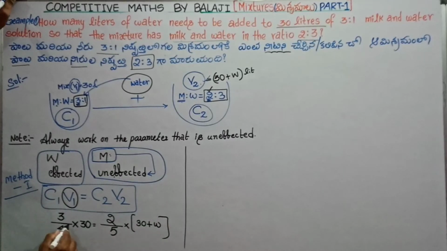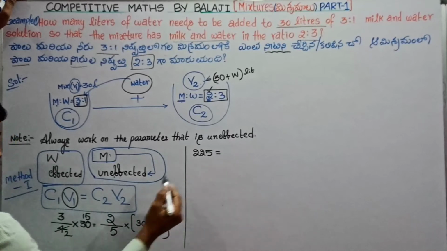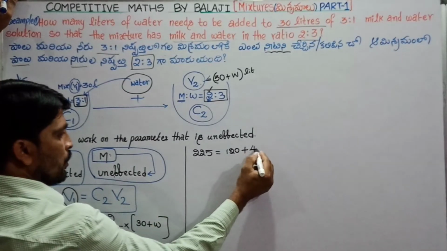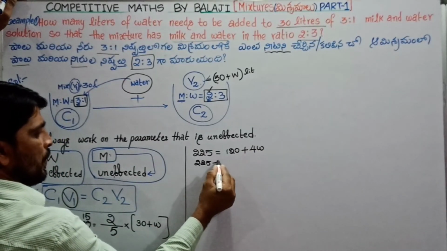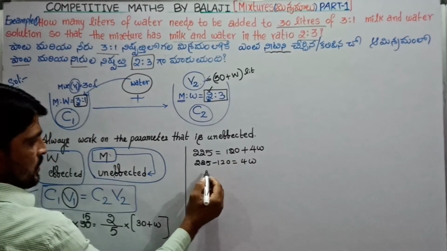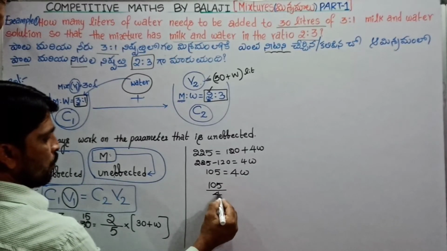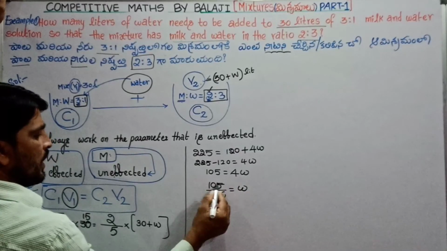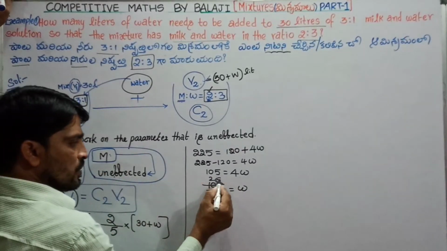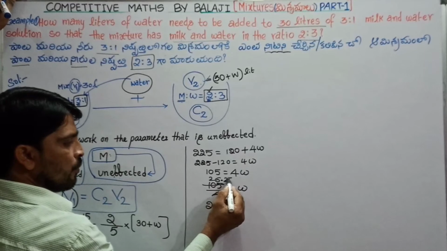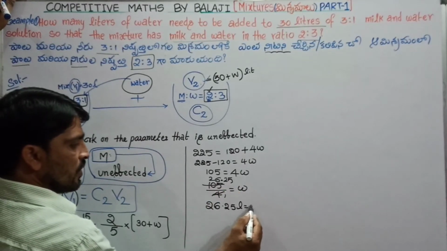See this? 2 15s are 30, 5 15s are 75, 75 3s are 225, which is equal to 2 2s are 4, 4 into 30 is 120 plus 4 into W, 4W. 225 minus 120 equals 4W. Subtraction is 105, which is equal to 4W. 105 by 4 equals W. That is 4 2s are 8, 2 remainder 25, 4 6s are 24, 1 remainder, put 0 by taking the decimal point, 4 2s are 8, 4 5s are 20, 26.25 liters of water.